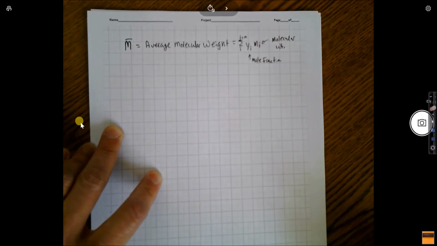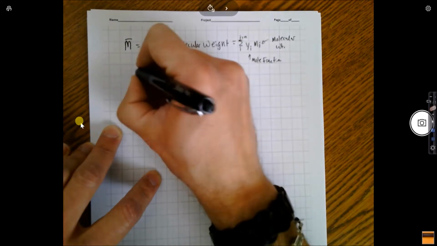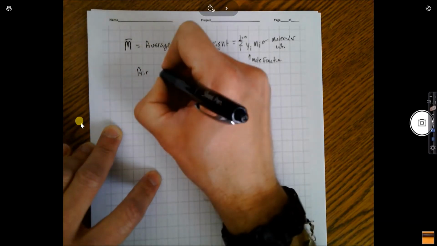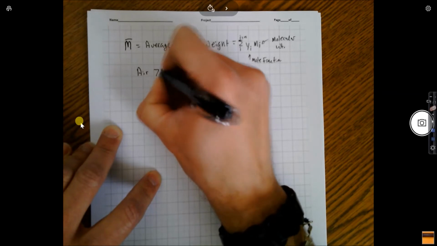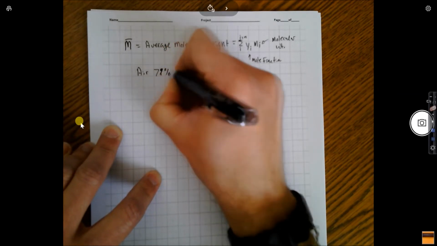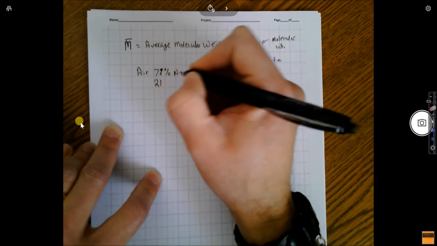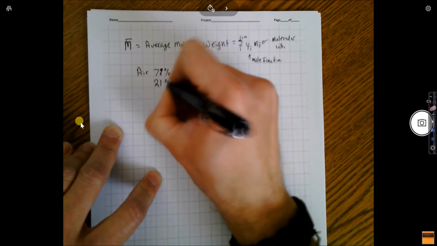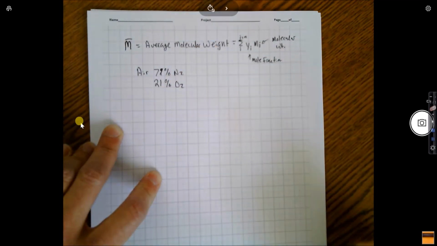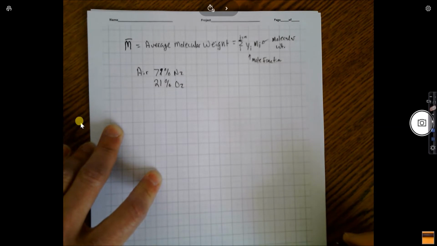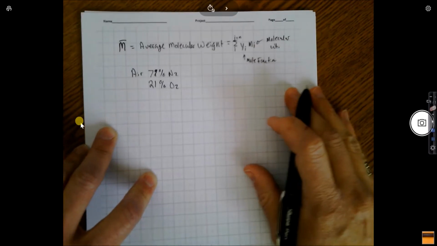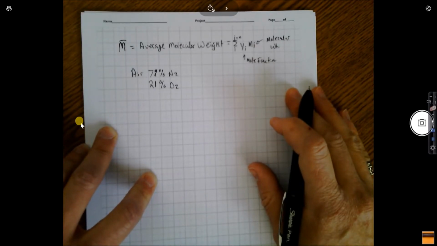The example I'm going to use is that of air. We said earlier air is 79% nitrogen, or sorry, oxygen. Excuse me, my mouth wasn't doing what my hands were doing. 79% nitrogen, 21% O2. Nitrogen and oxygen in this form are both diatomic, therefore they're both molecules. So we can use this as a decent example to show the concept of average molecular weight.